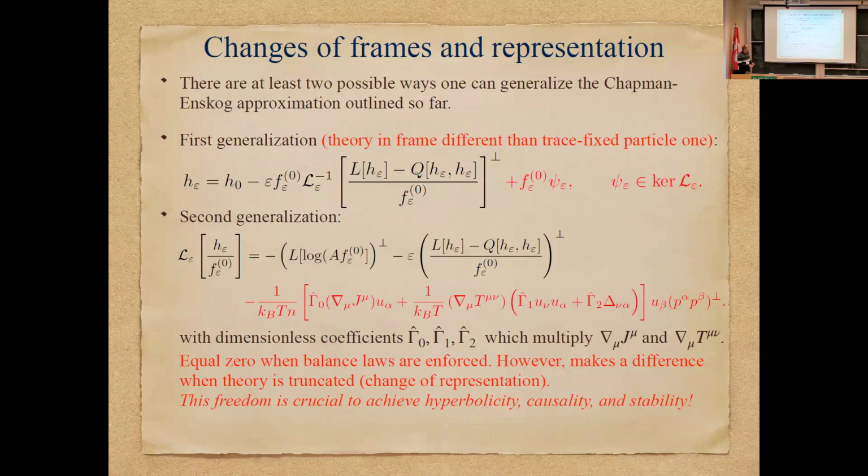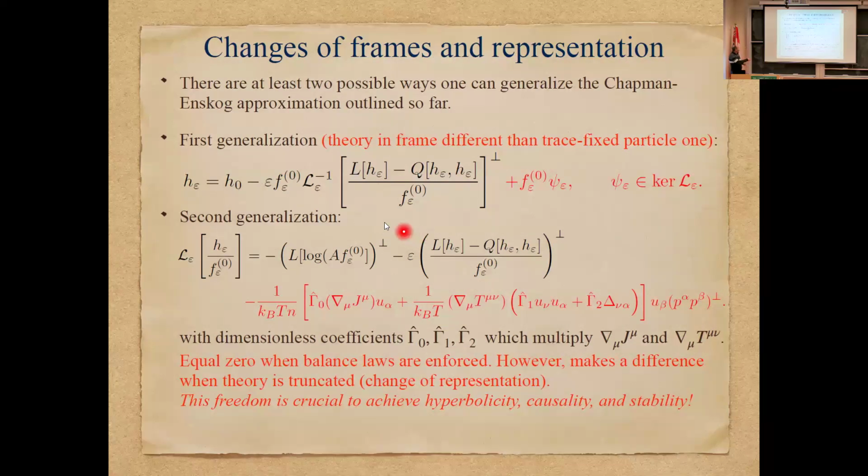All right, so now for the fluid theory to be physically sound in the way I defined in the introduction yesterday, so to be hyperbolic and stable, we need to make at least one generalization of this Chapman-Enskog method. There are two variants to it, two ways you can generalize it.